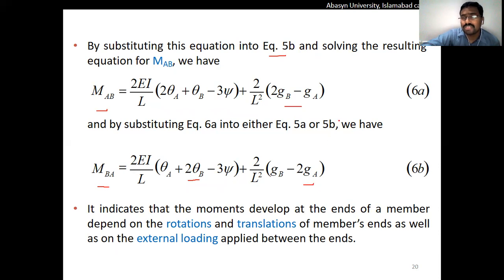So from this equation, we can infer that the moment that is developed at the end of the member depends on two things. One is the rotation and the other is the translation, that is the deformation of the members. And the third one is the applied loading as well. So there are three things that contribute to the fixed end moments. One is the rotation, second is deformation, and third is the external applied loadings.